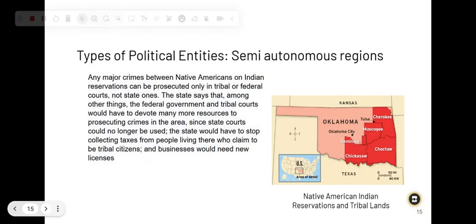Okay, so semi-autonomous regions, any major crimes between Native Americans on Indian reservations can be prosecuted only in the tribal or the federal courts, not the state one. The state does not have any rule over those types of crimes. So the state says that, among other things, the federal government and the tribal courts would have to devote many more resources to prosecuting crimes in the area. Since state courts would no longer be used, the state would have to stop collecting taxes from people living there who claim to be tribal citizens, and then the businesses would need new licenses.